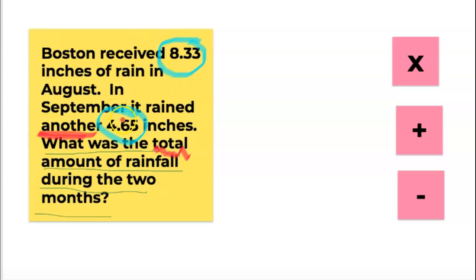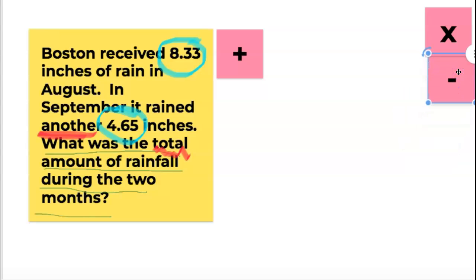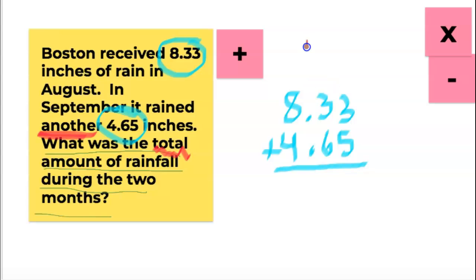Now, because the two numbers are different and I'm looking for a total, I am going to be adding in this problem. If I was looking for a total and I had the same amount every month for 5 months, then I would be multiplying. But because the numbers are different and I have to put them together, I'm going to be adding. Remember, when you're adding, you have to set your numbers up with a decimal on top of the decimal, the ones place on top of the ones place, the tenths place on top of the tenths place, and the hundredths place on top of the hundredths place. And then you can add them together, and you put your decimal straight down into the answer between the ones and the tenths.